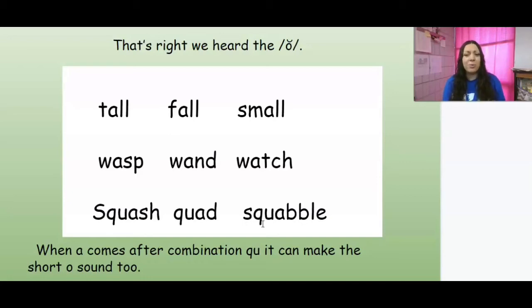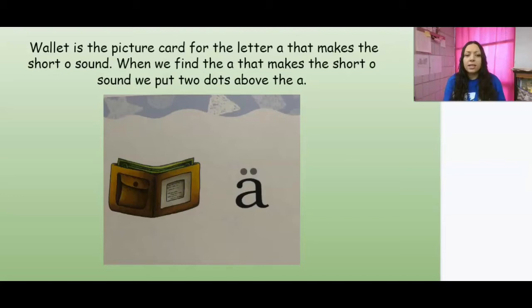So when you come to a word and you're sounding it out and you have an A and it doesn't sound right, if that A is in front of an L, behind a W, or behind that QU, it might make that ah sound. So wallet is the picture card for the letter A that makes the ah sound. There's not a name for it like the schwa sound. Wallet's special because it comes after the W and before the L, so it actually follows two of those rules.